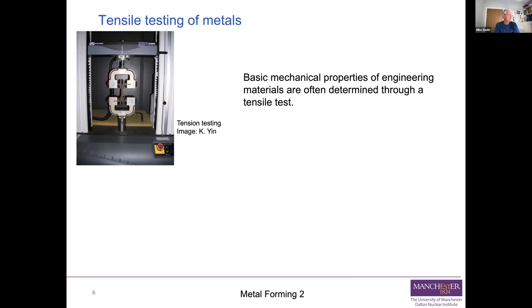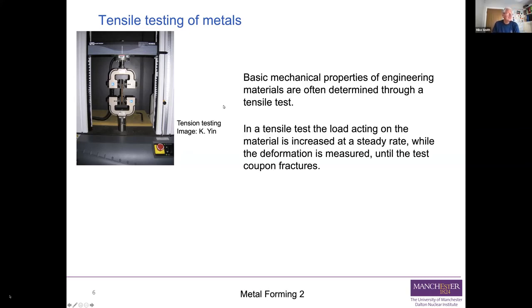And again, you probably would have seen this before. There's an image of a tensile testing machine, which has basically got two grips that you can use to grip a specimen. There's a load cell, which measures the load in the load line. And then this particular one applies the load by screw-driven displacement control. So you drive the crosshead up and down under displacement control, which applies a load to the specimen.